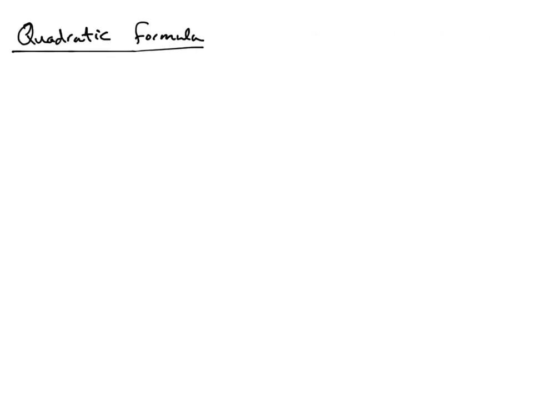So the fourth way that we can solve a quadratic equation is by using the quadratic formula. And the quadratic formula looks like this: x is equal to negative b plus or minus square root b squared minus 4ac all over 2 times a. Now I'm going to derive this formula.